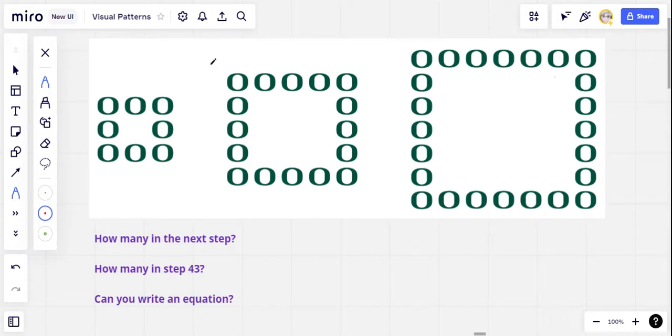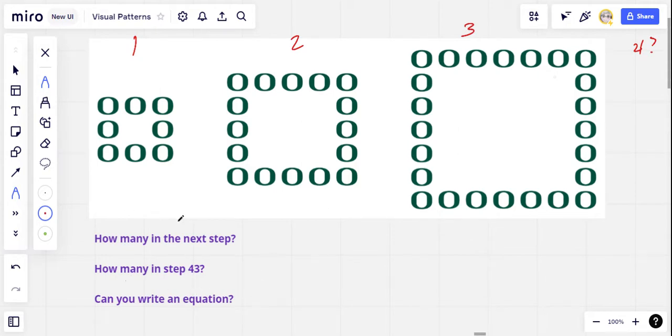Here's the visual pattern. Here's step one. Here's step two. Here's step three. And your challenge is to predict how many of these O's are going to be in step four. And then if you can do that, try how many are in step 43, a little more difficult. And along the way, can you write an equation that could be used to predict the number of O's in any step of this pattern at all? So that's the challenge. If you'd like to accept it, pause the video and give it a shot.